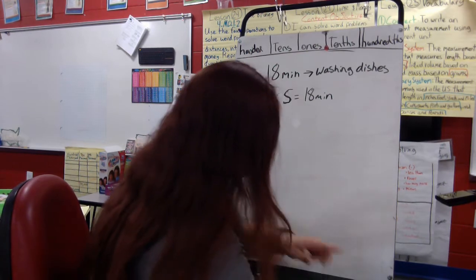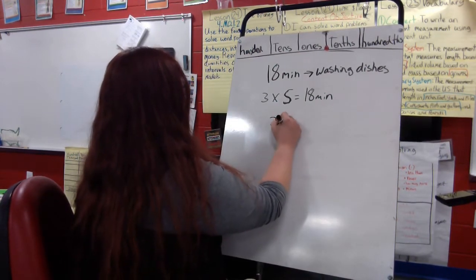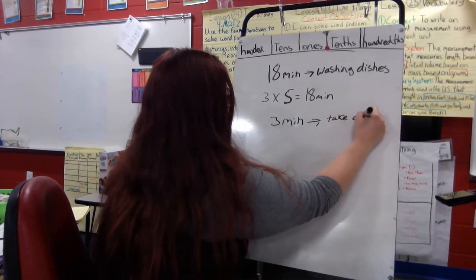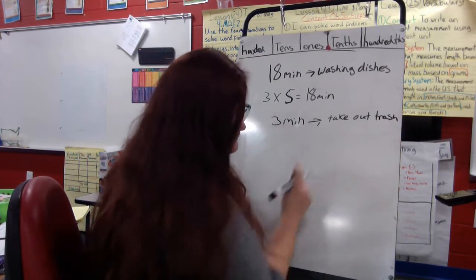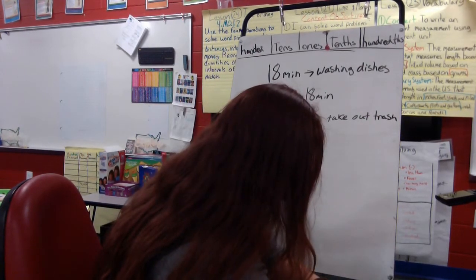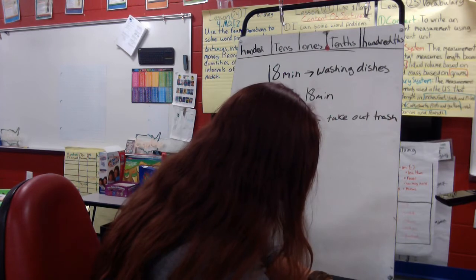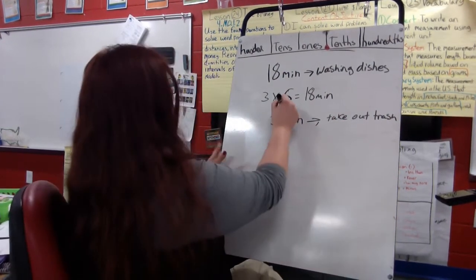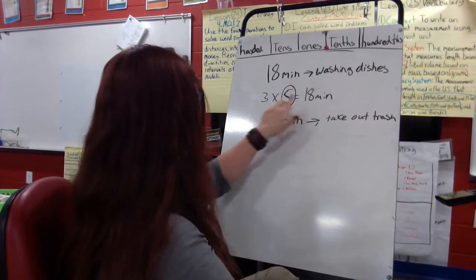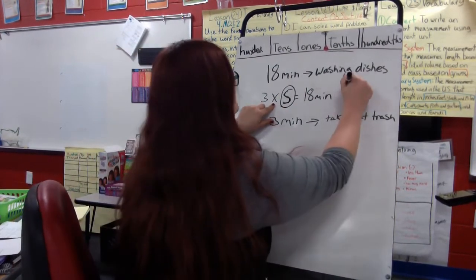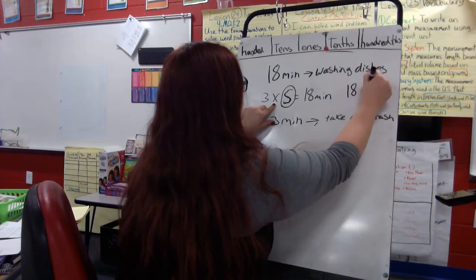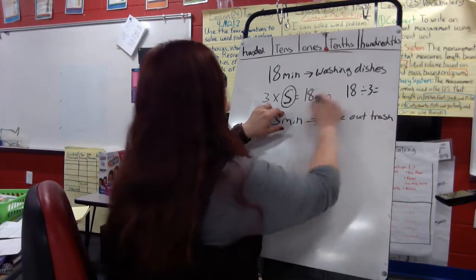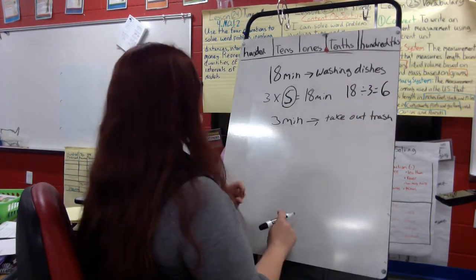It took him 3 minutes to take out the trash. 3 minutes, take out trash. How long did it take Steve to complete his chores? All right, well, in order to find out our unknown, we need to switch this equation around to division. So 18 divided by 3 equals the amount of time it took him to sweep. So it took him 6 minutes to sweep.